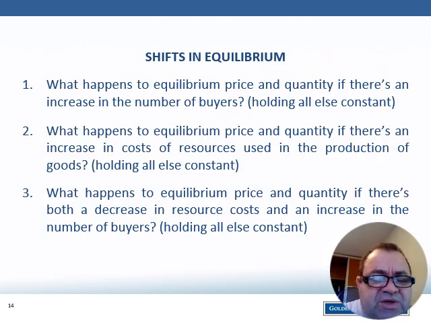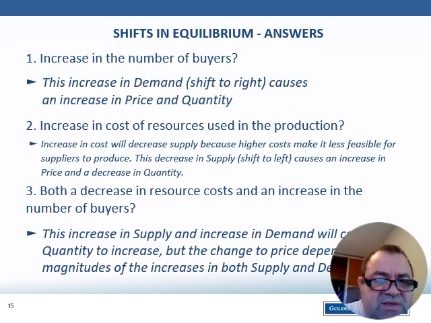Let's answer these three questions as a wrap-up for week 2. Let's see what happens to equilibrium price and quantity if there is an increase in the number of buyers. Question number 2 is what happens to equilibrium price and quantity if there is an increase in costs. And 3 is what happens to equilibrium price and quantity if there is both a decrease in resource cost and an increase in number of buyers. Let's take a look at that.